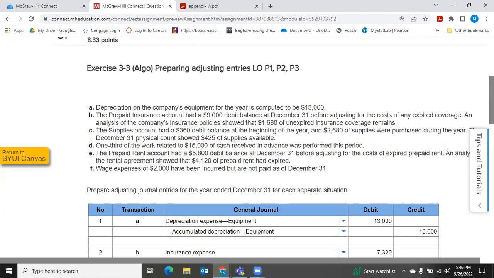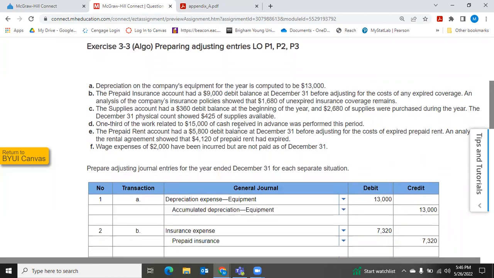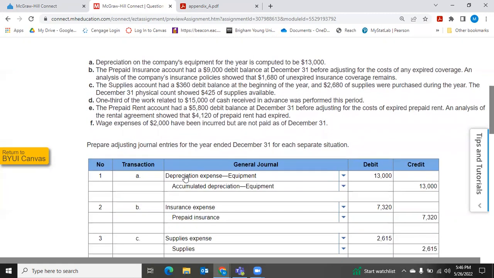We know that deferred expenses are always adjusted using a debit to the expense account and a credit to the accumulated depreciation or asset account. So here we're just going to debit depreciation expense, credit accumulated depreciation for the whole amount it gives us, 13,000.